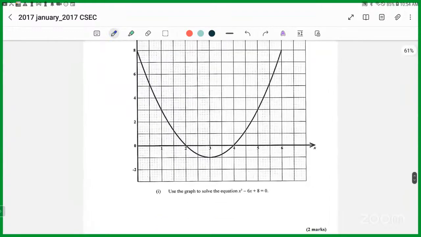All right, the question says, use the graph to solve this equation. This equation gives you the roots. I'm going to tell the examiner how I use the graph. So I'm going to say this equation gives the roots. And roots are these x values where the graph intersects the x-axis. So it's x equals 2 here and x equals 4 here. Nice and easy. All right, I'm telling him that these are the roots.